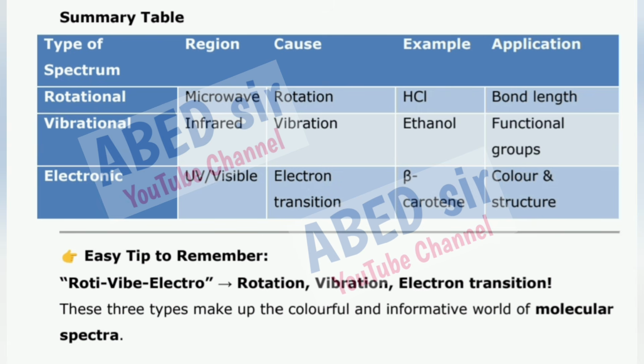Summary table. Type of spectrum, region, cause, example, application. Rotational: microwave, rotation, HCl, bond length. Vibrational: infrared, vibration, ethanol, functional groups. Electronic: UV-visible, electron transition, beta-carotene, color and structure.